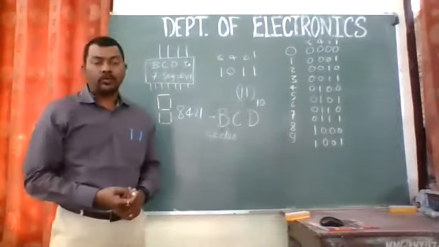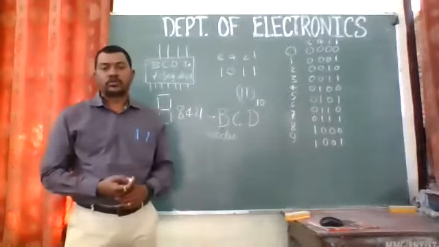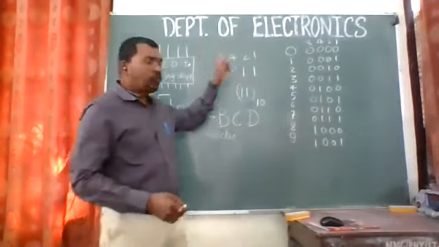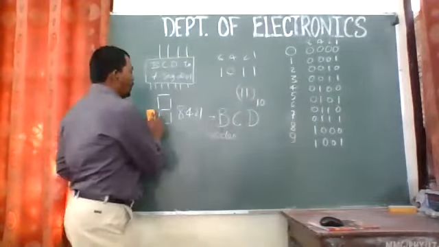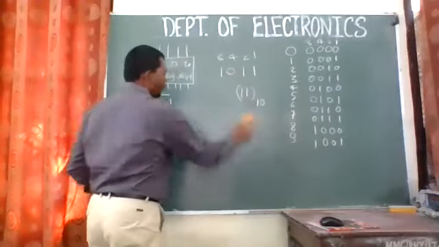Similarly, we have some more codes. We call it gray code. We call it XS3 code. So we are going to study all those codes. So I guess you have understood this 8421 code. So for 1 digit of a decimal number, we'll use this 8421 code, and for the other digit, we'll have another 4 bits.